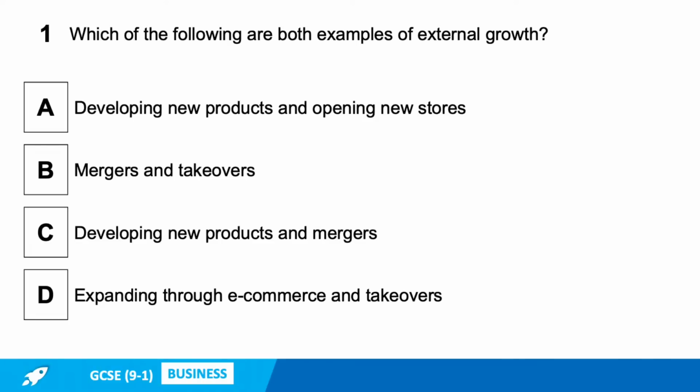So the question is, which of the following are both examples of external growth? A, developing new products and opening new stores. B, mergers and takeovers. C, developing new products and mergers. Or D, expanding through e-commerce and takeovers.